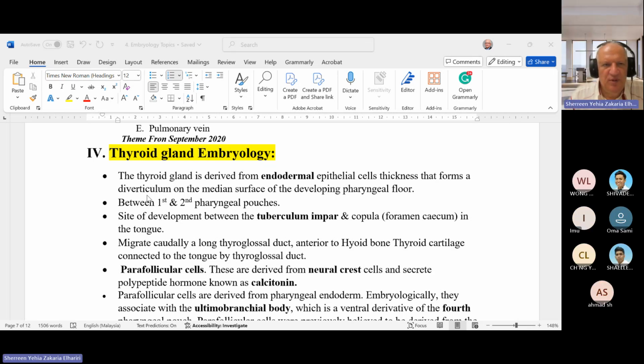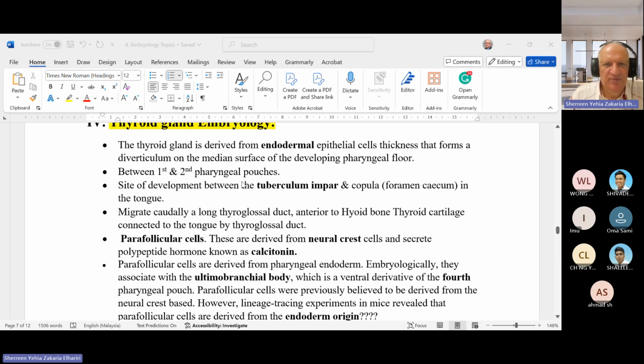Thickness that forms the verticulum of the medial surface develops from the pharyngeal floor. It is between the first and second pharyngeal pouch. It develops from the tubercle impar and foramen cecum. So it is developed in the foramen cecum of the tongue and descends down.